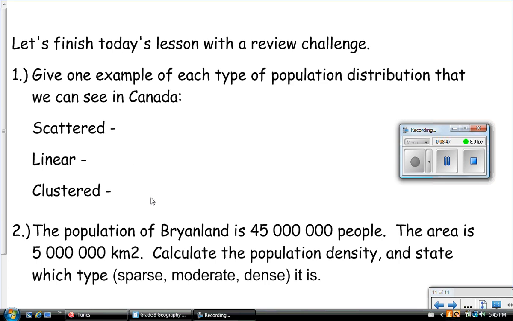Here's question number 2. The population of Bryanland, yes, Bryanland, is 45 million people. The area is 5 million square kilometers. Calculate the population density and state which type, sparse, moderate, or dense, it is. Now, you may want to go back and watch this video another 1 or 2 times before you try this activity. But when you feel confident, please pause the video.